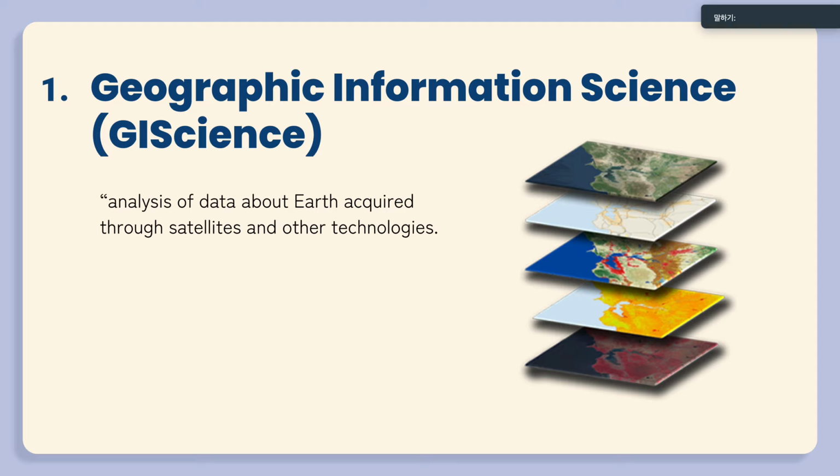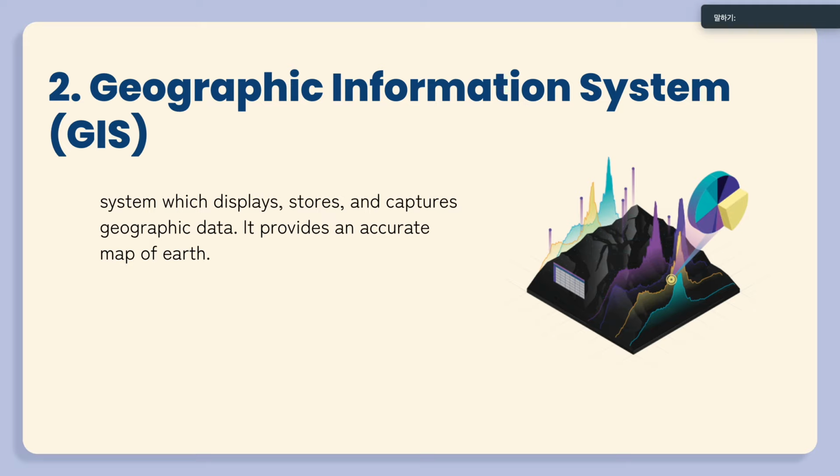And there are many systems and data acquisition methods used by remote sensing. The first one is Geographic Information Science, also known as GIScience. This is the analysis of data about Earth acquired through satellites and other technologies. Number 2, Geographic Information System, also known as GIS, is a system which displays, stores, and captures geographic data, and it provides an accurate map of Earth. And GIS helps better understanding of spatial patterns and relationships.